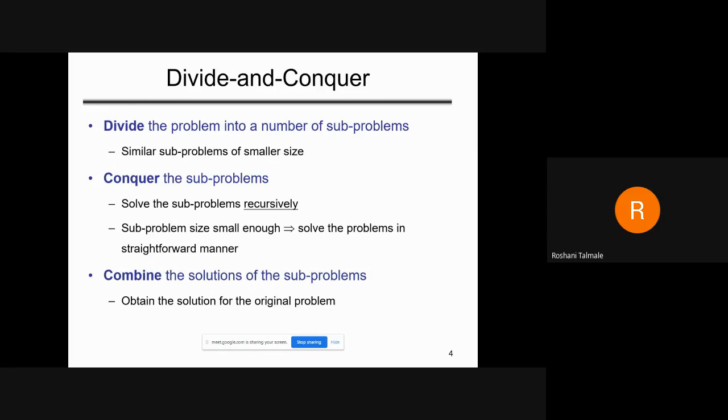And what is conquer? Conquer means conquer the sub arrays, then solve the sub arrays recursively. The recursive method is used in this case. Then when the problem size is small enough... when we are using merge sort, if the size of the array is too large and it is very difficult to solve in a straightforward manner, in that case we have to use the divide and conquer strategy. And finally we have to combine the solutions of the sub problems to obtain the solution for the original problem.